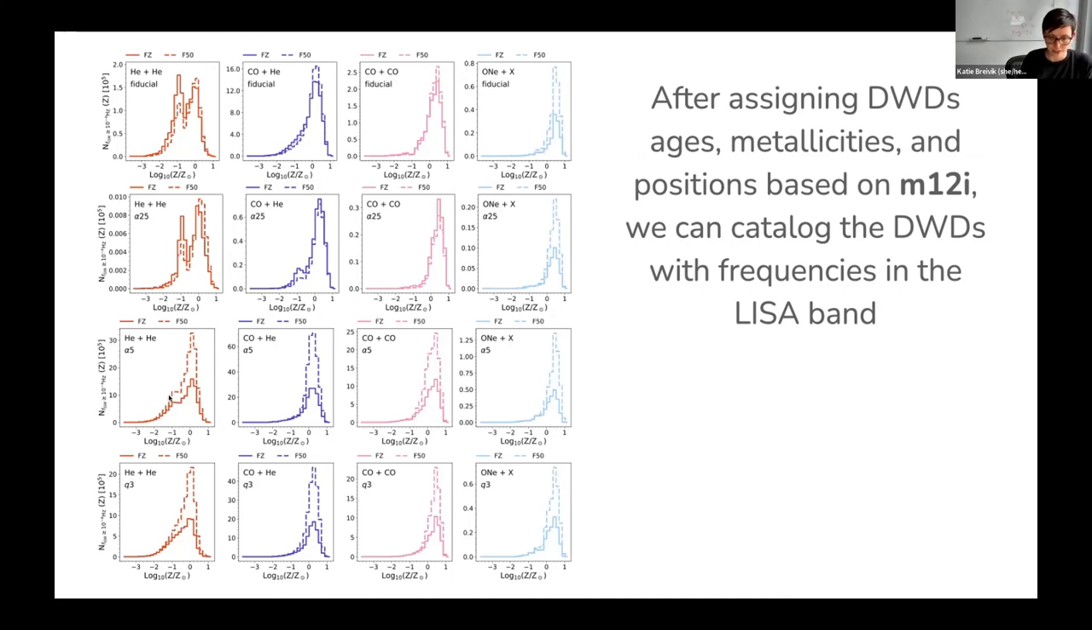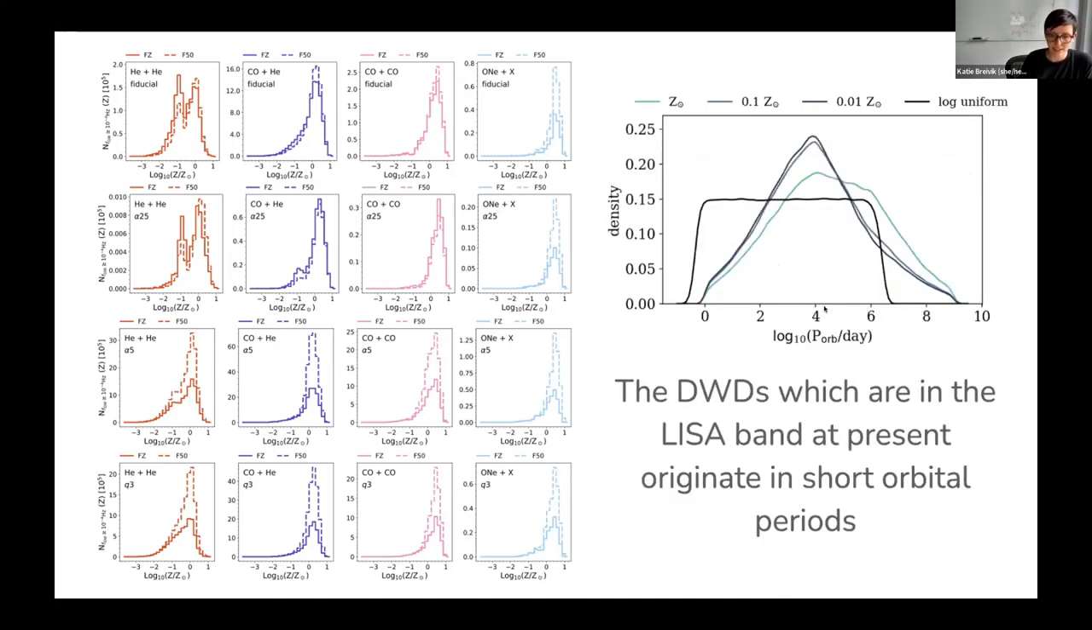And so importantly here, what I want to point out is that because LISA is sensitive to mostly very short initial orbital periods, what we end up seeing is that in almost all cases, our original models predict many more double white dwarfs than our updated models with this metallicity dependent binary fraction. One thing that I want to highlight is that in the models where we have a fair amount of stellar mergers or double white dwarf progenitor mergers, we don't see as big of a difference between the metallicity dependent binary fraction and the log uniform assumptions. That's just because there are so many mergers that it washes out any of the differences here.